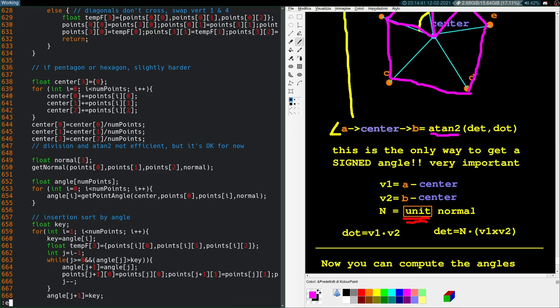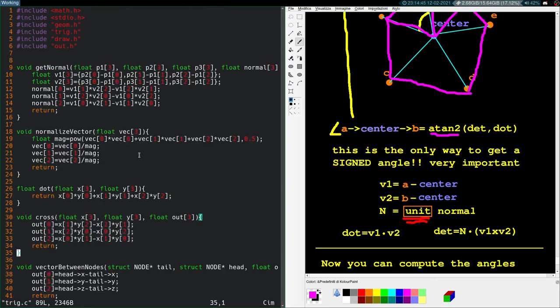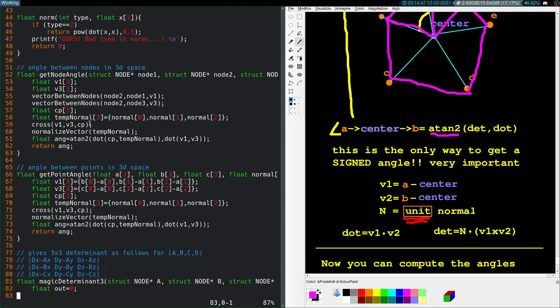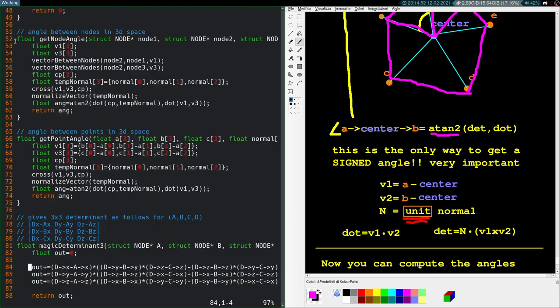And the function for that is in our trigonometry.c file here. So we had this one before, get node angle. I added get point angle because it doesn't involve nodes, it involves just generic points in space. But it's pretty much the same operation here. This is how we calculate the angle in 3D space. This is the best way to do so. Keep this in the back of your mind for everything in your life. This is an extremely important equation.